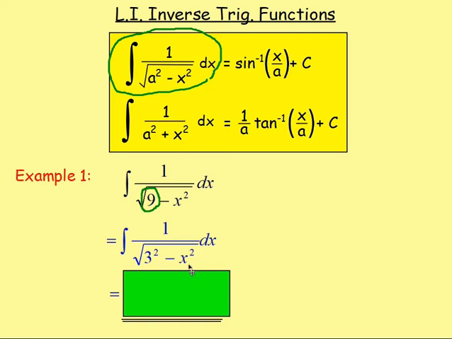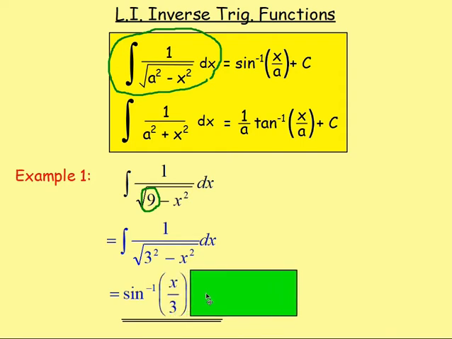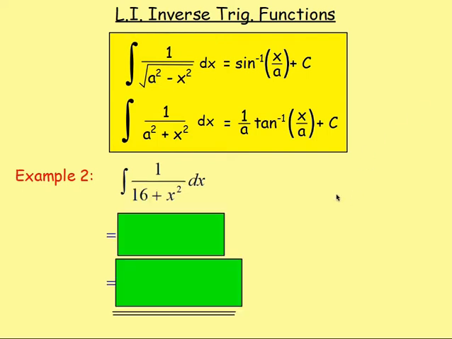And if you have that, well, you can see that sine to the minus 1 of x over a. So because we've got 3 squared here, that will be sine to the minus 1 of x over 3. Perfect. And in the end, plus c. You got it. Well done.